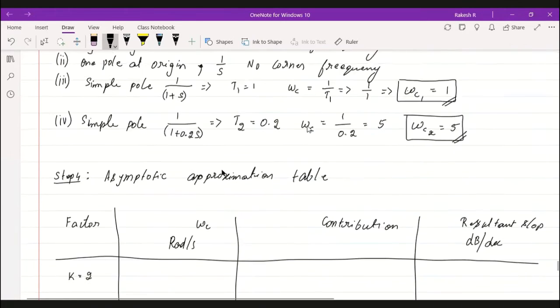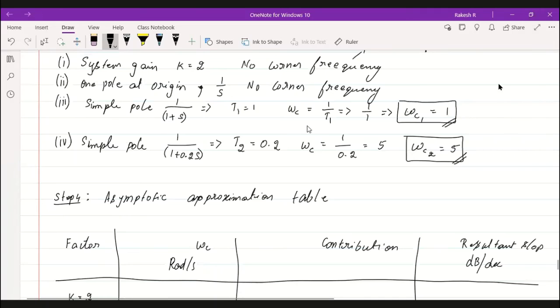The last one is the next lowest corner frequency. Sometimes we will have corner frequencies like 1 and 5, the third one 10, the fourth one 6. We will have four corner frequencies like this. So you need to choose this one as the first corner frequency, this one as the second, this one as the third, and this one as the fourth. That means it should be in ascending order when you choose the corner frequency.